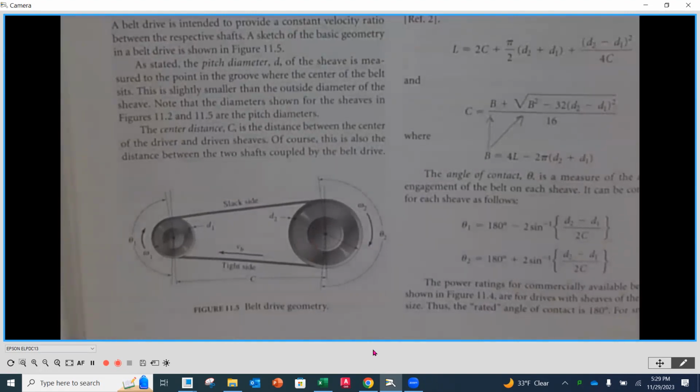Now, as we look, the distance between each one of these pulleys is going to be called our center distance. And that's the advantage of the belt drive and the chain drive as well, is that we don't have to have these elements on top of each other or next to each other so that they can interact like we do with a gear drive. These can be further apart and they can be variable. So the center distance is going to be something that we're going to be interested in.